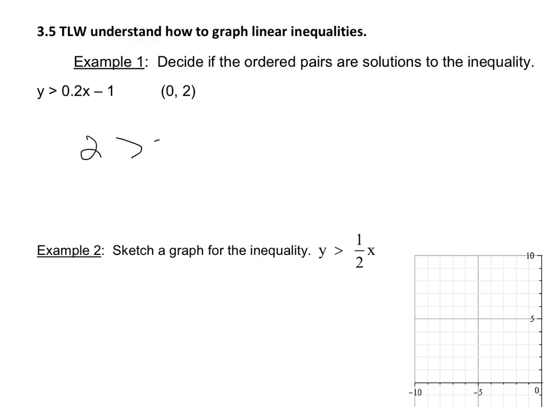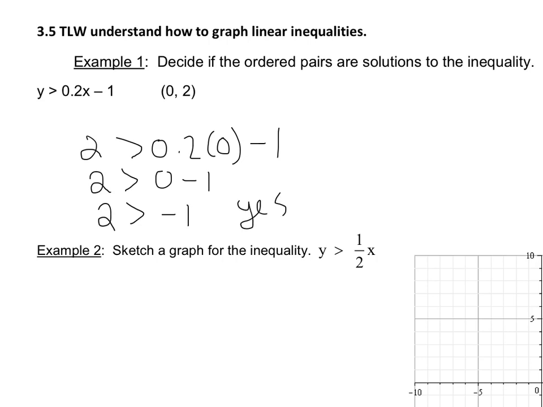2 is greater than 0.2 times 0 minus 1. 2 is greater than 0 minus 1. Is 2 greater than negative 1? Yes. It is a solution. If it was not true at the end, it's not a solution. Okay? Now, let's look at the next example here.